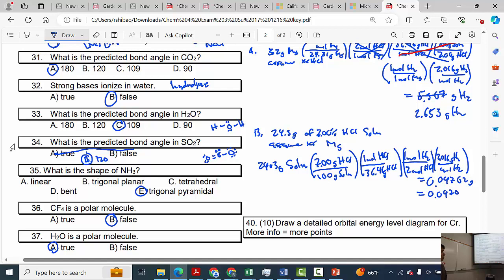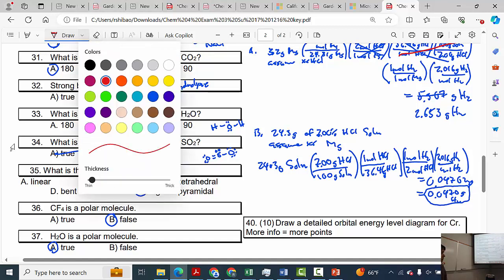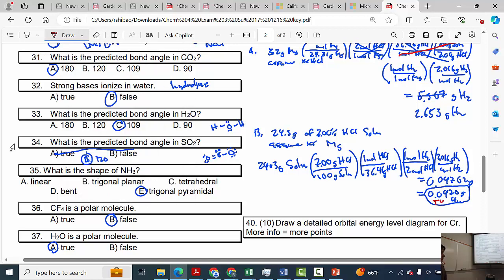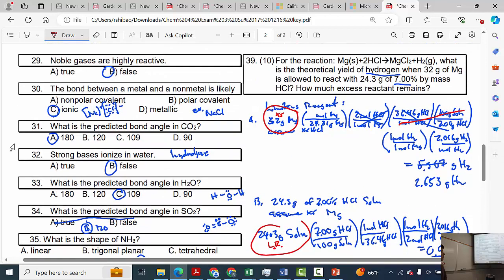What did you get? 0.04702 grams. And so the theoretical yield is a smaller amount, 0.0470 grams hydrogen. So this would be the theoretical yield. This would be the limiting reagent. This would be the excess reagent.